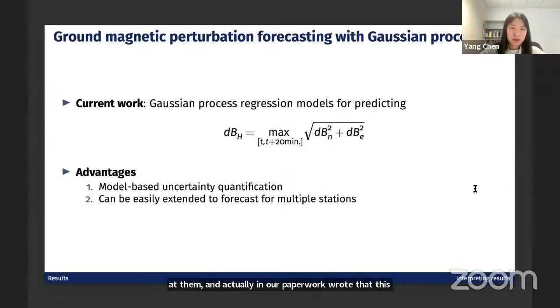Part of our ongoing work is on ground magnetic perturbation forecasting with the Gaussian process. We're focused on predicting this delta BH value. We already have the code ready for the model we're working on. We're proposing this new statistical model to handle those really extreme values and large deviations. The advantage of the model that we're currently developing is that it can give us a model-based uncertainty quantification. It can also be easily extended to forecast for multiple stations at the same time.